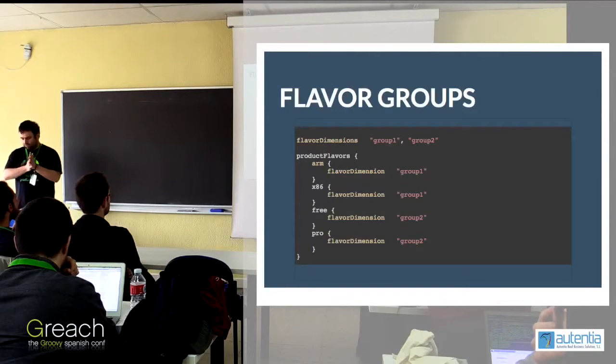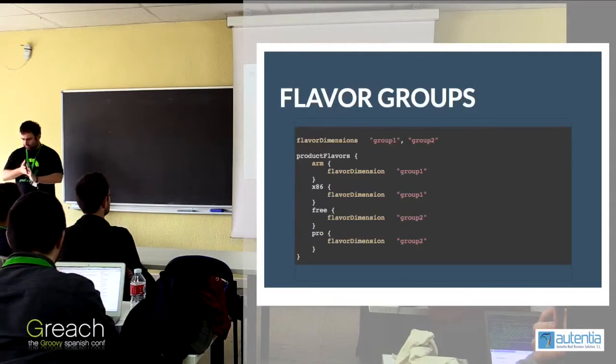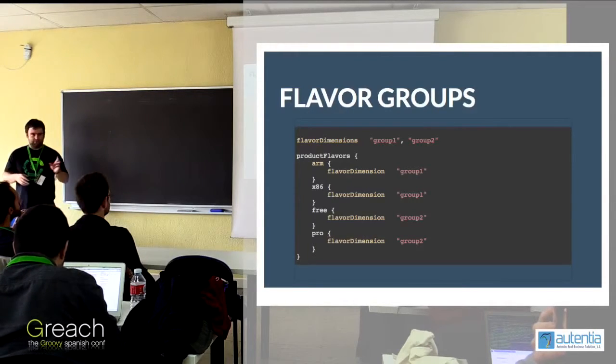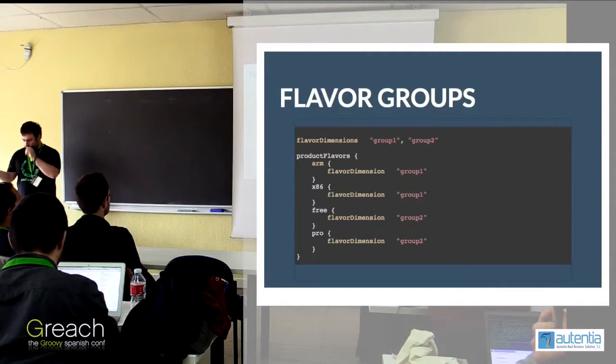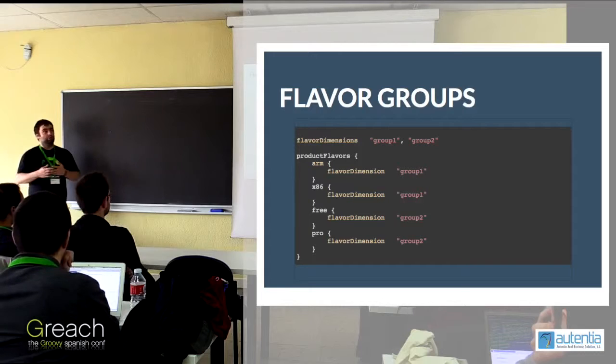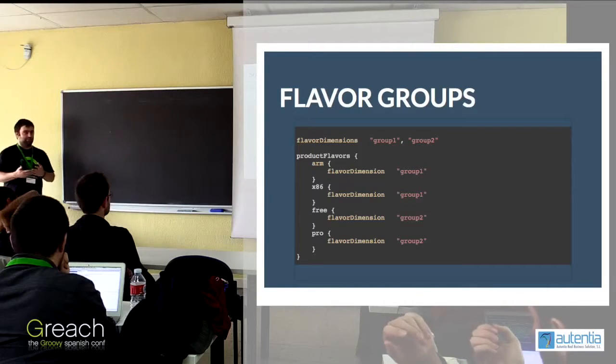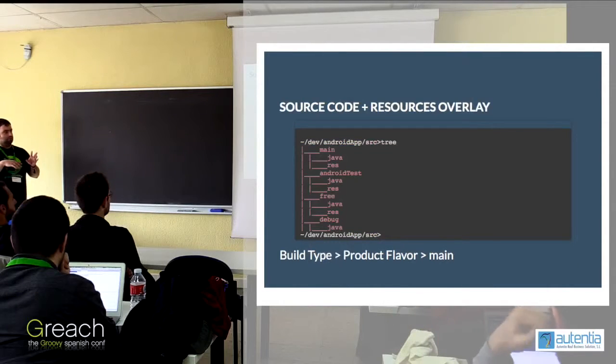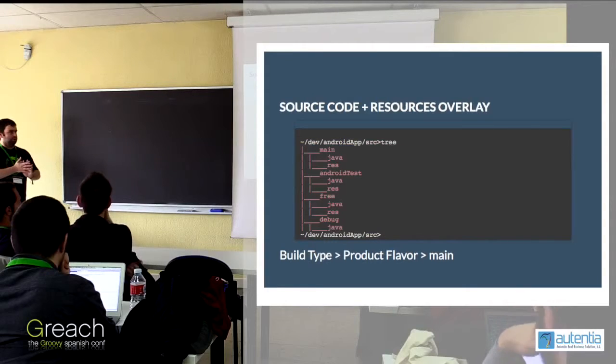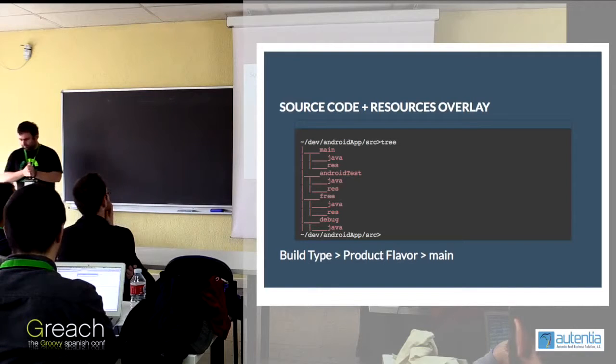So flavor groups are defined that way. We have different dimensions. In that case, I call it group 1 and group 2. And I declare a product flavor and assign a dimension to it. And you can imagine if you want to have more than 2 dimensions, it gets quite complex. And what Gradle does per variant is build different kinds of tasks. So if you have, maybe, 3 product flavor groups or something, you end up with a couple of tasks, as we see later on.